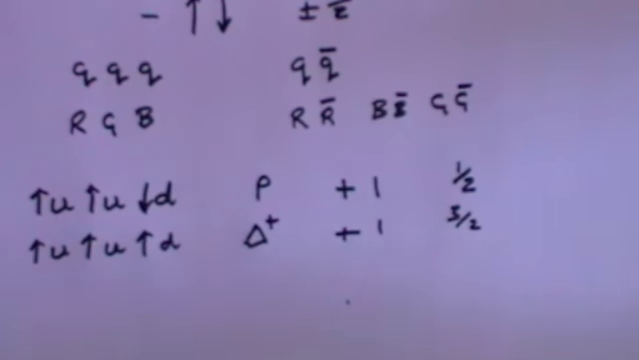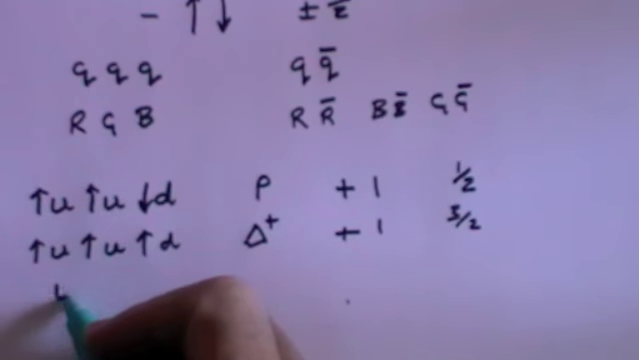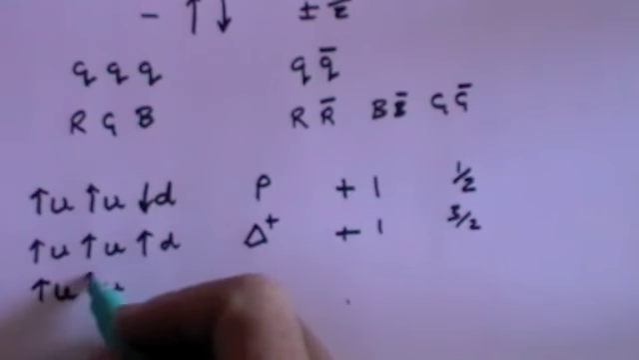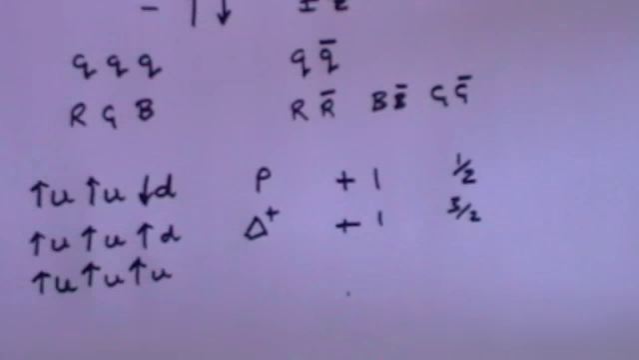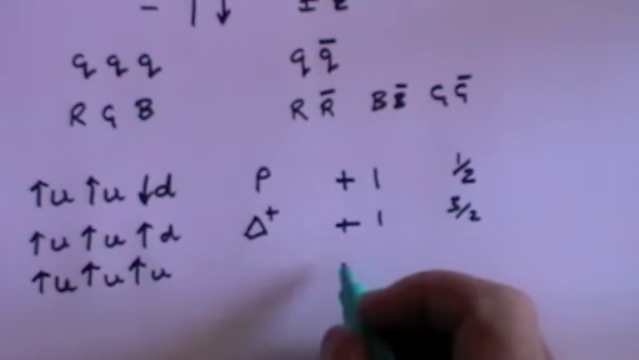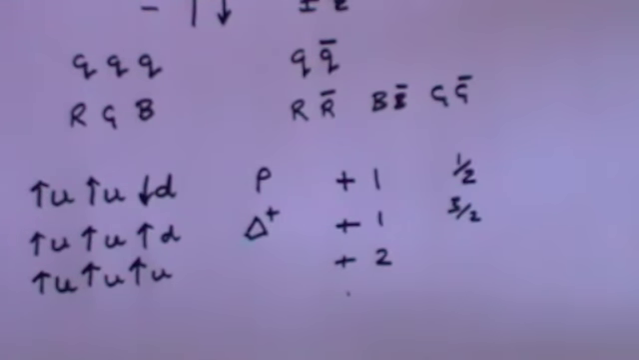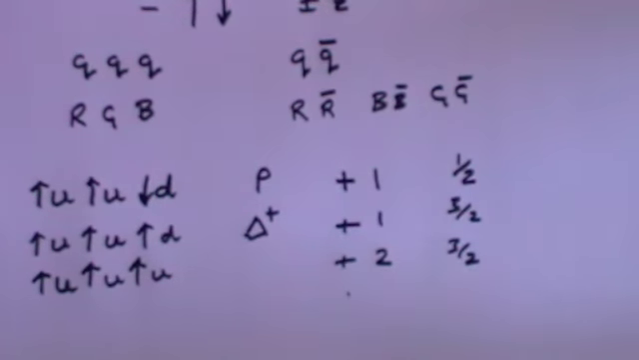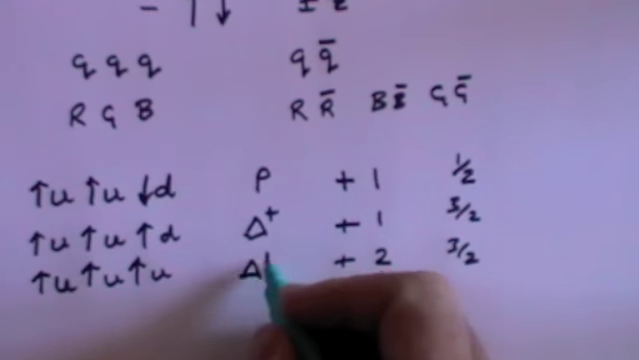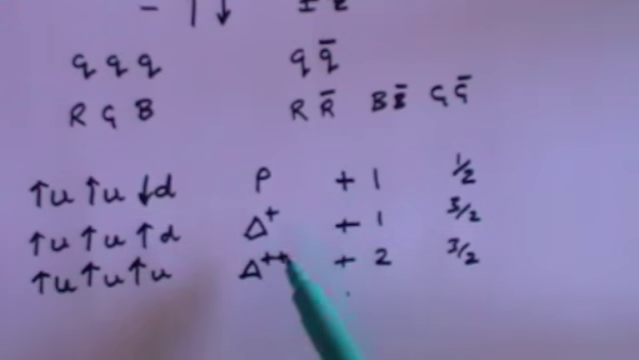So let's design another one. What happens if we take an up, spin up, up, spin up, up, spin up? So now we've got three ups. Perfectly all right, because each of them will have different colours. What is the total spin? Total charge, plus 2/3, plus 2/3, plus 2/3, gives me an overall charge of +2. Total spin, a half plus a half plus a half, is 3/2, and that is actually called the delta double plus. You'll notice that the pluses indicate the charge of the particles.